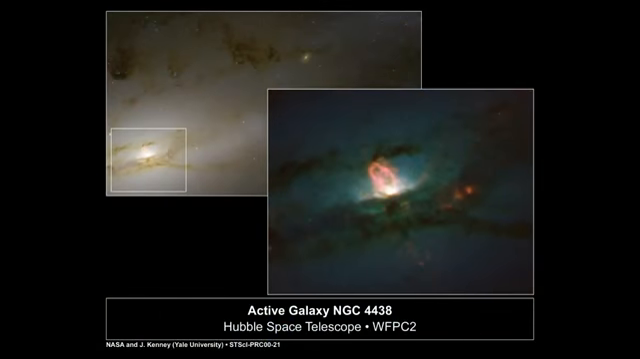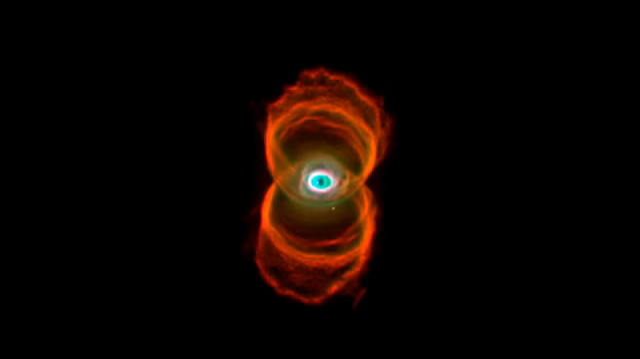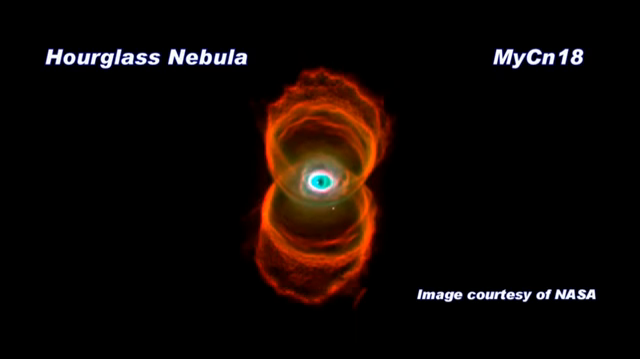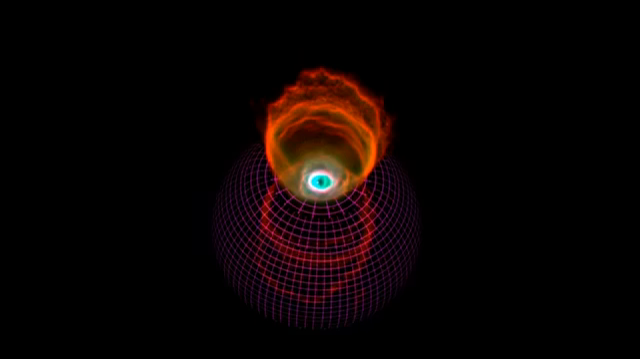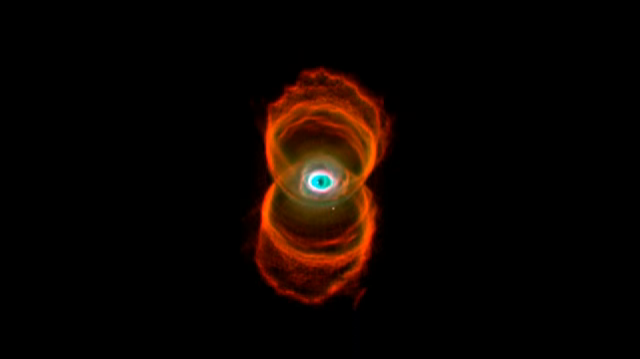Then active galaxy NGC 4438 is shown here with the bubble that it contains. By now you don't even need me to show you the bowl-shaped magnetic fields that form the infamous Hourglass Nebula. You can even see the confinement dome down inside the Hourglass Nebula.